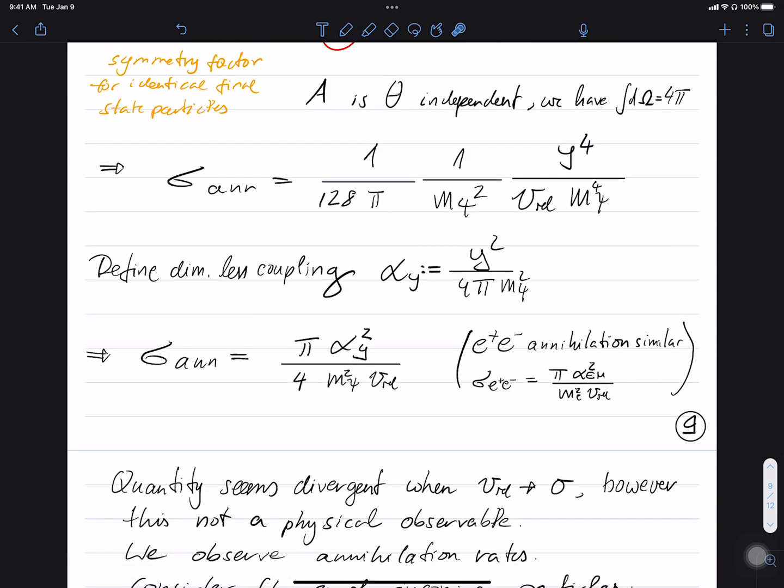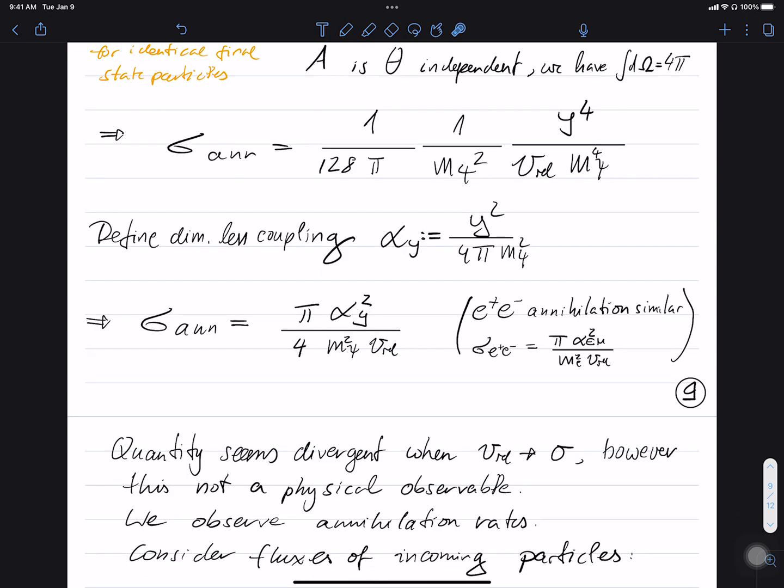Good. Let us now define the dimensionless coupling that we call y squared divided by m psi squared. This is a dimensionless number that measures the strength of the interaction of the theory, and it's conventional to divide by 4 pi. This is the analogy for alpha electromagnetic in quantum field theory, the electric charge squared divided by 4 pi. And so the annihilation cross section becomes quite simple. It's just pi alpha squared divided by 4 m psi squared times v rel.